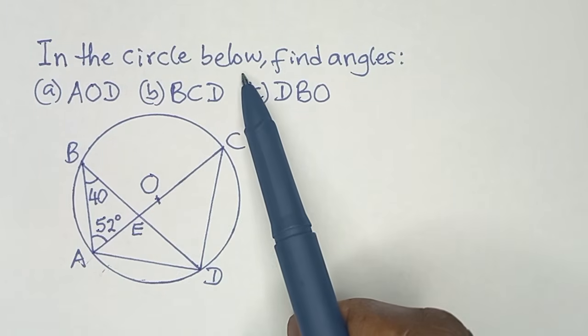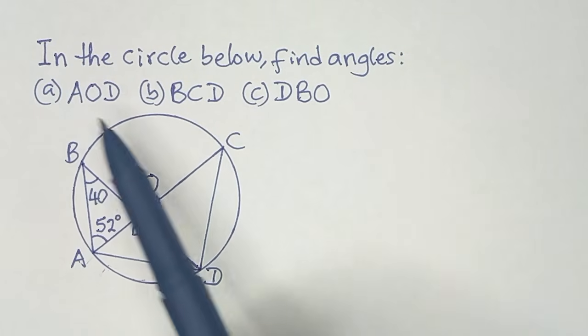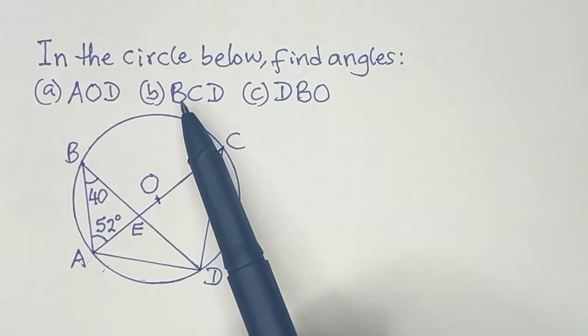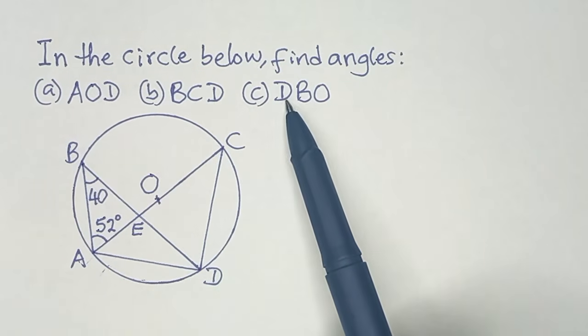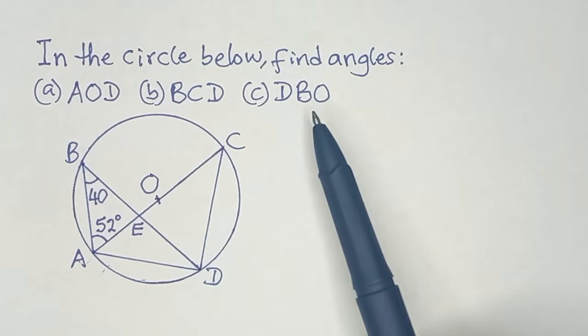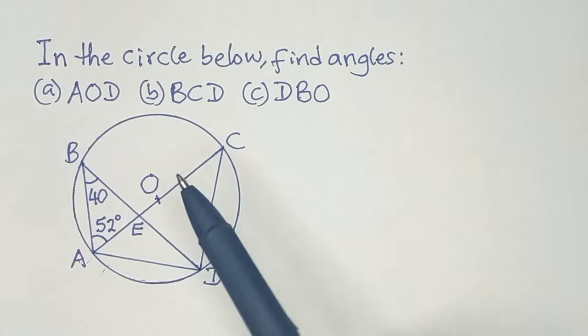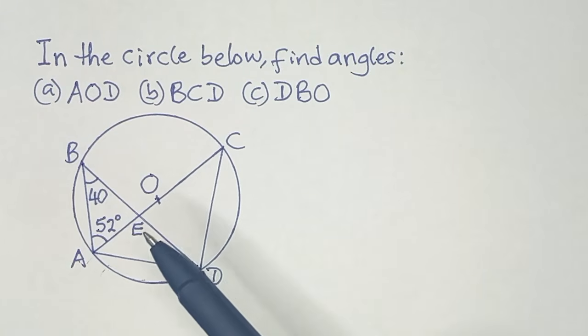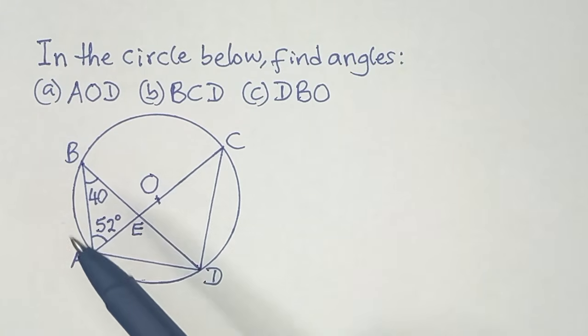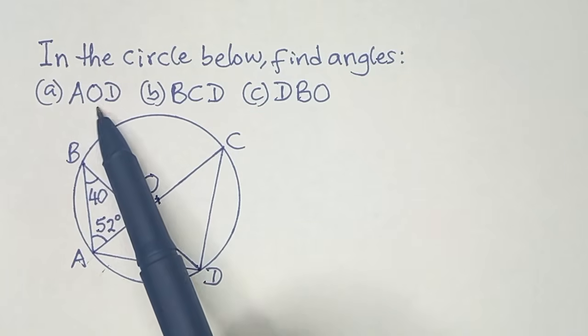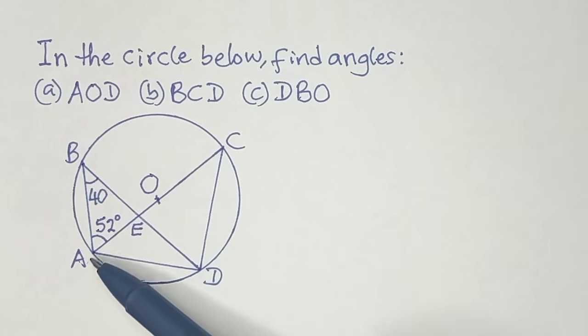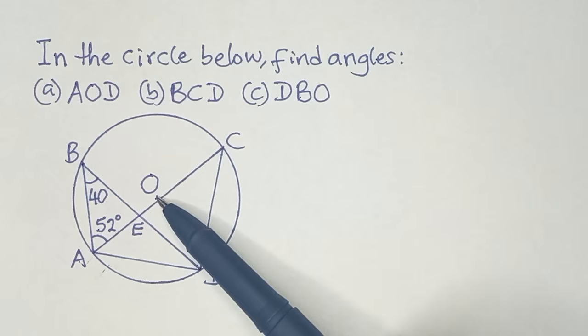In the circle below, find angles AOD, BCD, DBO. So we are looking for three angles in this circle geometry question. Now, the first angle that we have to look for is AOD. So let's follow it now. AOD.